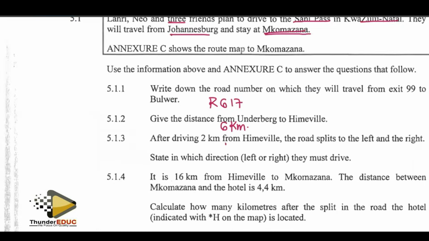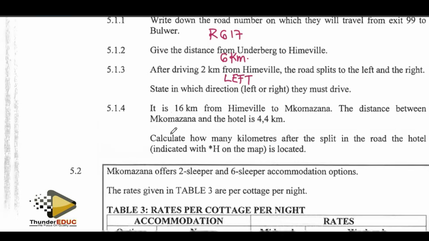They will use left. Let's look at the question here. 5.1.4. It is 16 kilometers from Hanbury to Makotsi. The distance between Mankaza and the hotel is 4.4 kilometers. Look at how many kilometers after the split in the road and the hotel indicated H. Okay, let's go there and we see.